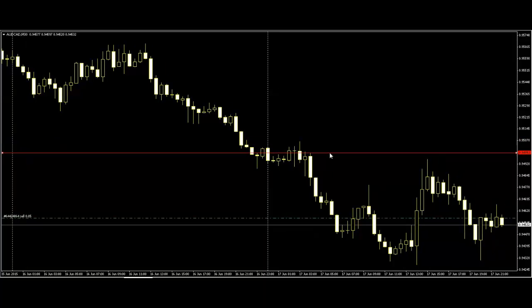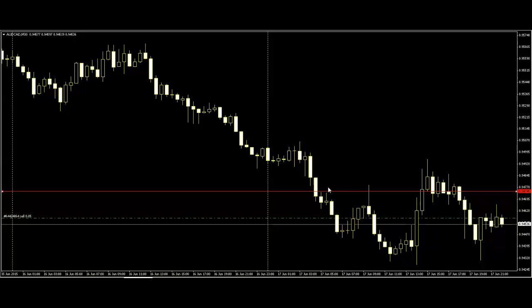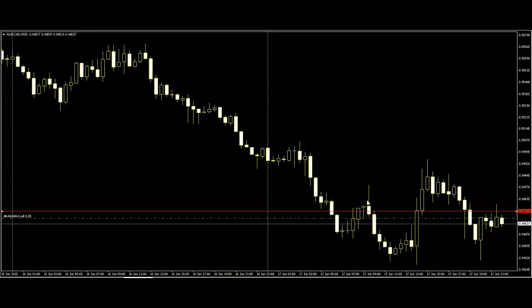Then price goes down. Move stop loss. Price goes down. Move stop loss. Price goes down. Move stop loss. And move stop loss again after price goes up and stops out. So take profit.